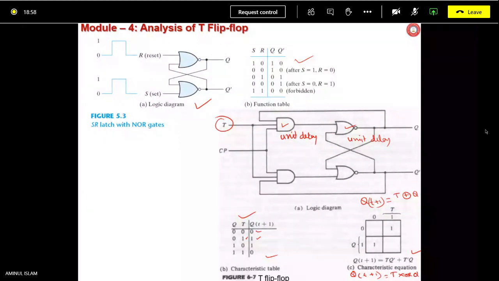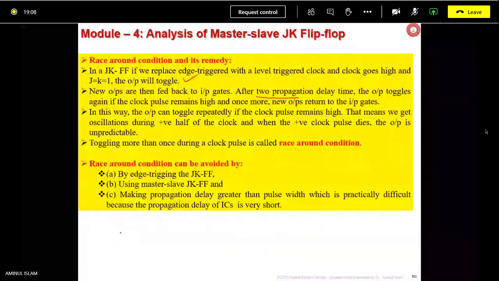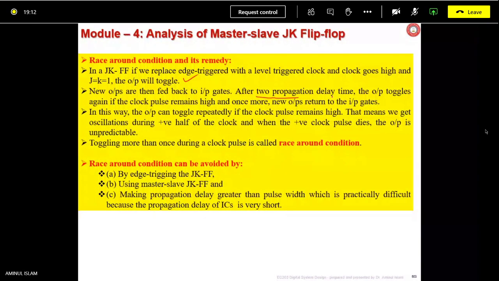Okay, so unit delay: if you consider one AND gate is having some delay and the NOR gate is also having some delay, so 2 delays are considered here. That's why it is said that after 2 propagation delays, every gate's 1 propagation delay is considered.